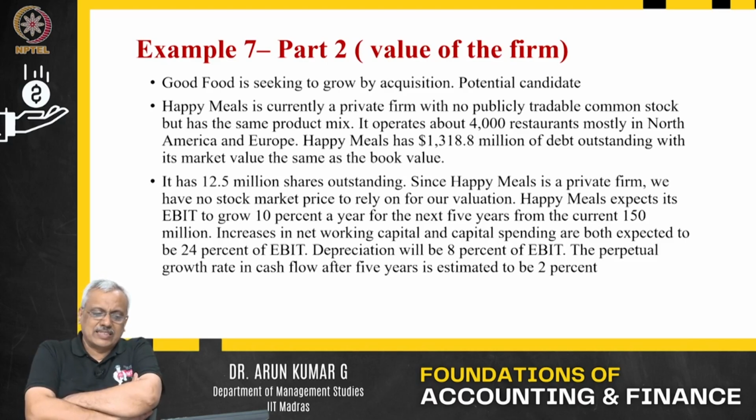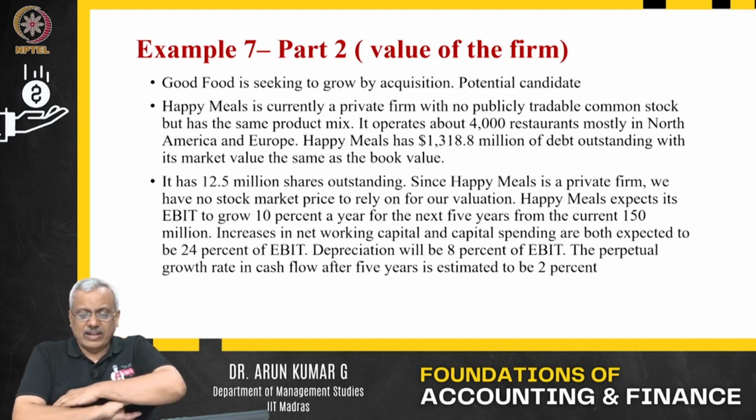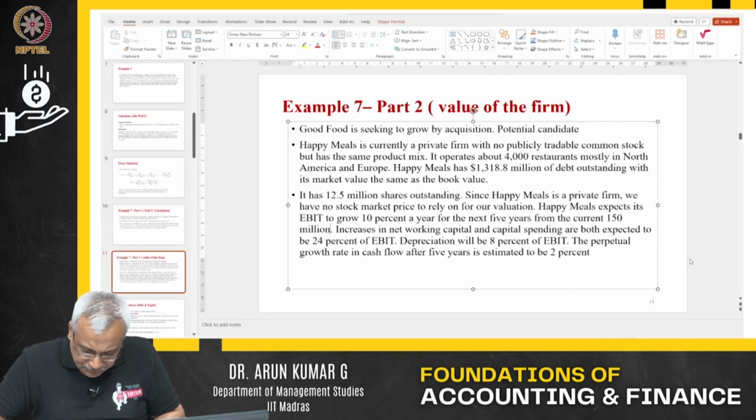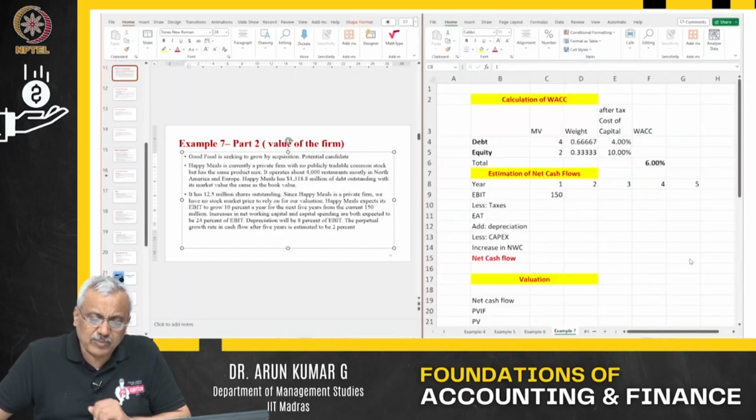Happy Meals expects its EBIT to grow at 10% for the next 5 years from the current 150 million. Increase in net working capital and capital spending are both expected to be 24% of EBIT. Depreciation is at 8% of EBIT. Perpetual growth rate in cash flows after 5 years is estimated at 2%. Now let us look at valuing this firm and arriving at it.